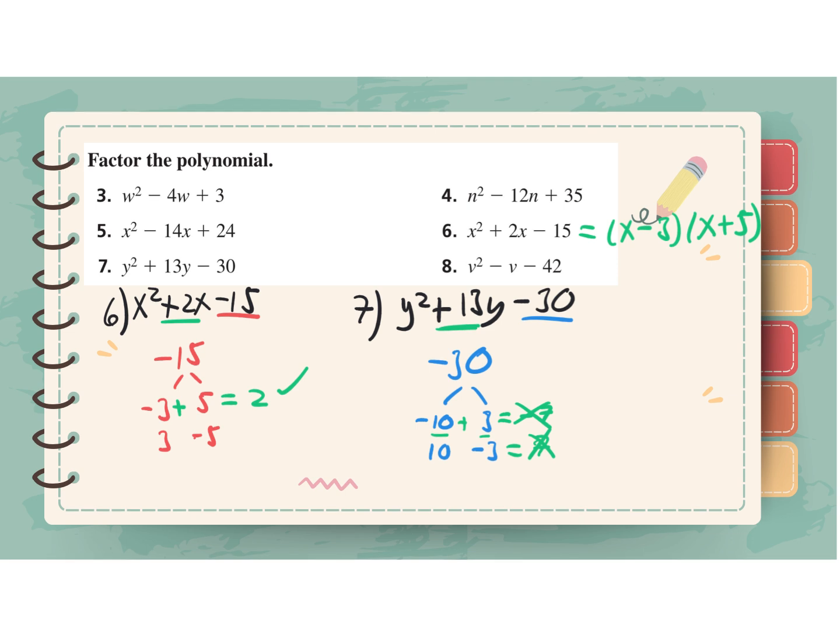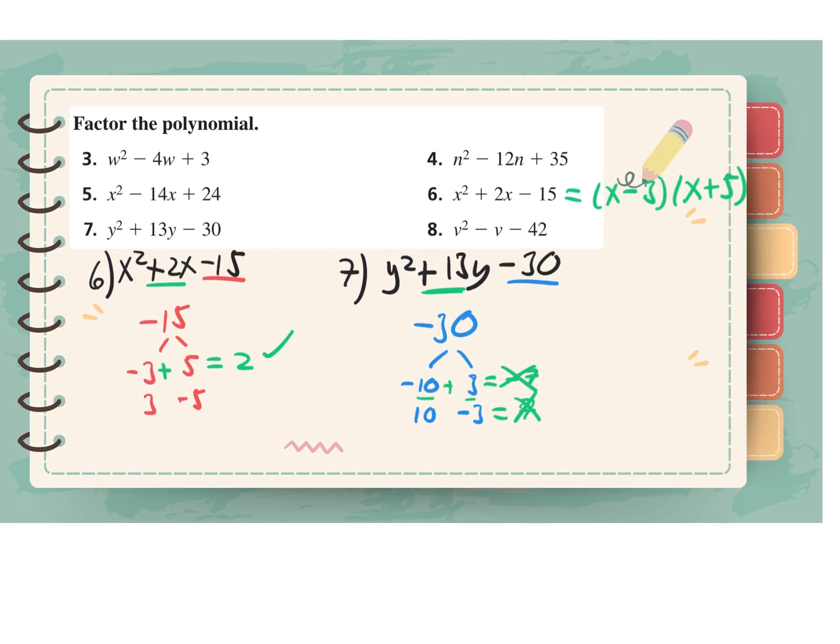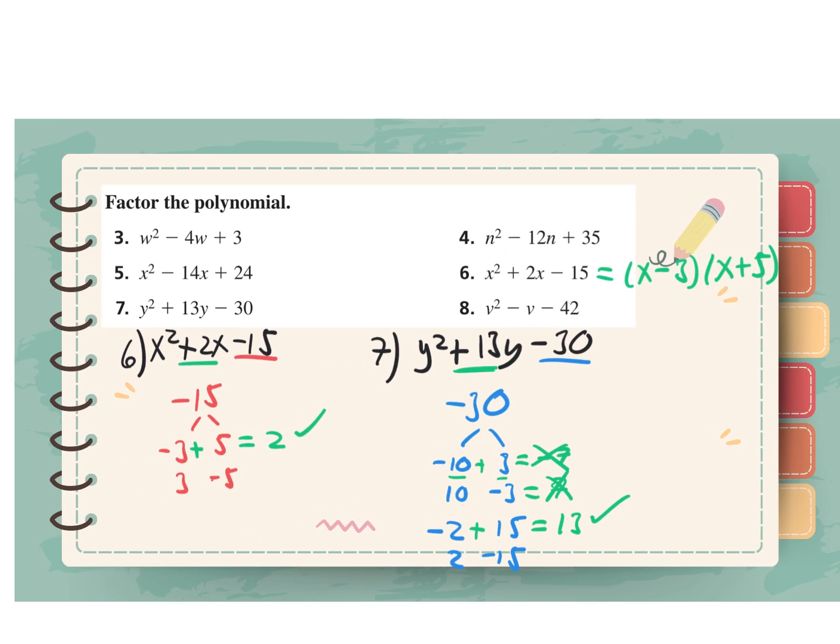So that means I need to pick different factors. Some other factors of 30, maybe 2 and 15, right? Because I want to multiply to a negative 30, right? One of these should be negative, the other one positive. So I can do a negative 2 and a positive 15, or a positive 2 and a negative 15. And let's see if those get us a positive 13. If I did negative 2 plus 15, that does get me a positive 13, right? So that means my two factors for this polynomial are going to be y minus 2 and y plus 15.